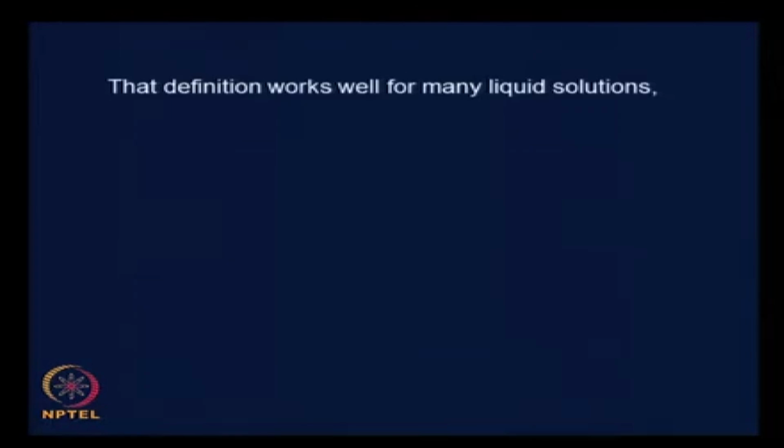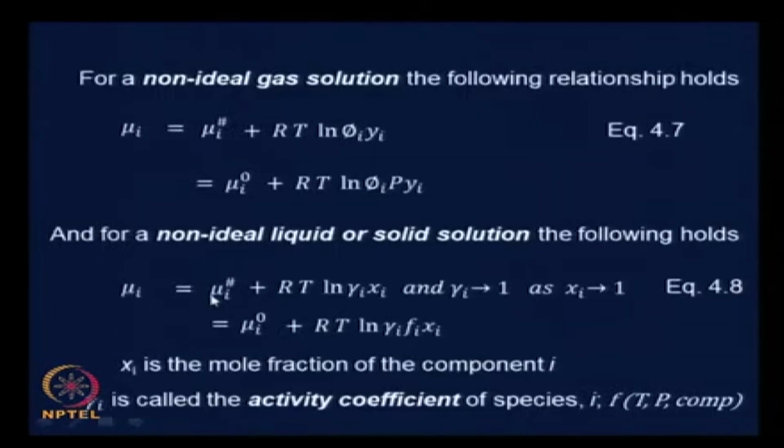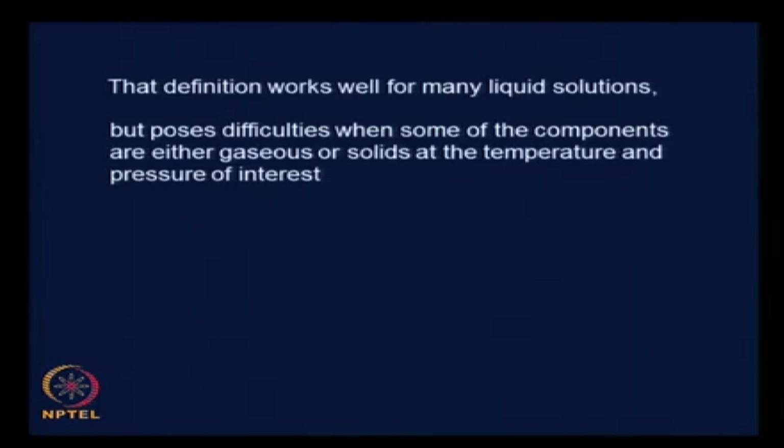Now that definition that we gave works well for many liquid solutions. The definition was mu I equals mu I hash plus RT ln gamma I xi, and gamma I tends to 1 as xi tends to 1. Now that works well for many liquid solutions, but not all. It poses difficulties when some of the components of the solution are either gaseous or solids at the temperature and pressure of interest by themselves. In a solution, whether a liquid solution or a solid solution and so on, they are in solution, but they exist in a different phase when you consider them as a pure component. Why does this become a problem? It will become very clear now.